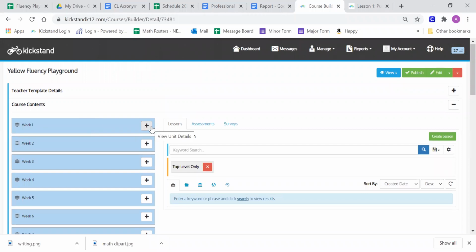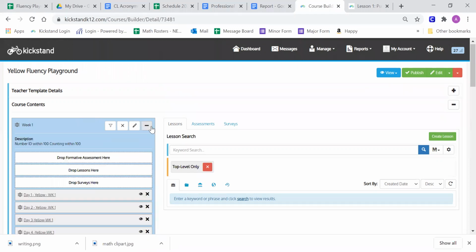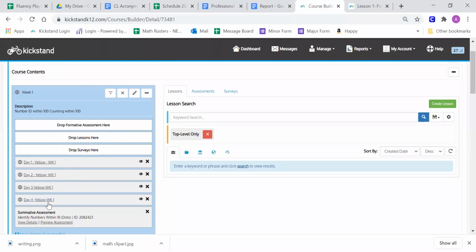Students are expected to do this for about 10 minutes. So we have about 10 to 12 minutes worth of stuff planned for each day. So if we open up week 1, there's day 1, 2, 3, 4, and on the last day, there's a short assessment to see if students have really grasped that fluency concept for the week.